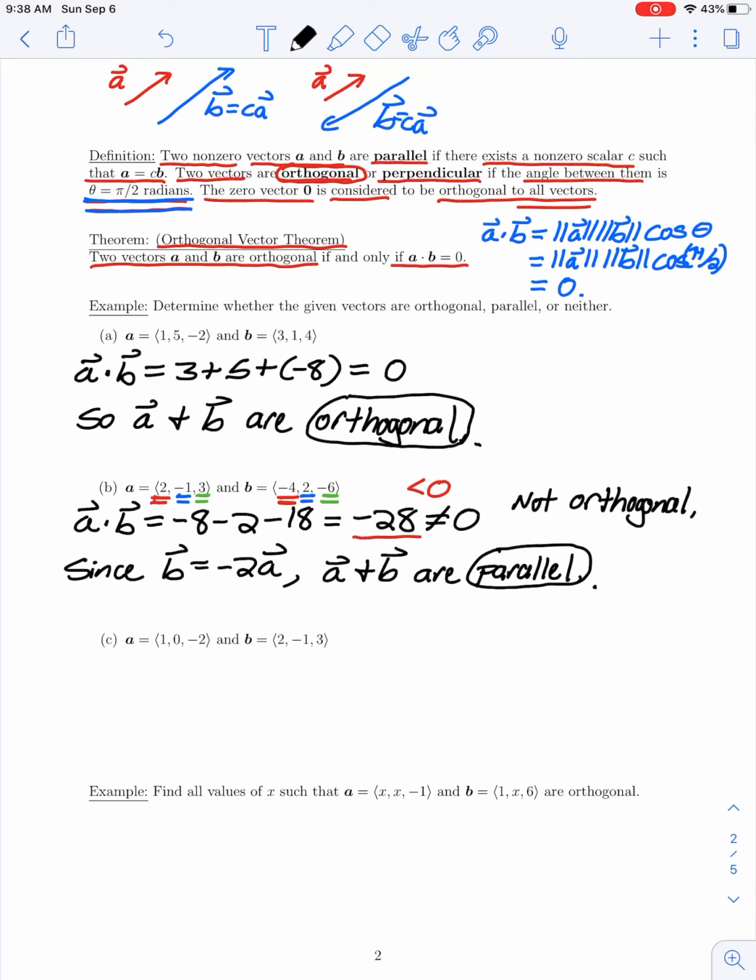So in part C, we're given another two vectors. Let's start by asking whether they are orthogonal by computing their dot product. Here A dot B would be given by 2 plus the product of the second components, which is 0, plus the product of the third components, which would be -6. So 2 minus 6 is -4, which is non-zero. That means that these vectors are not orthogonal.